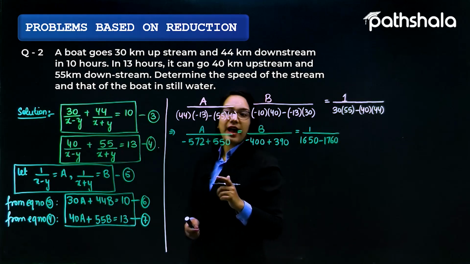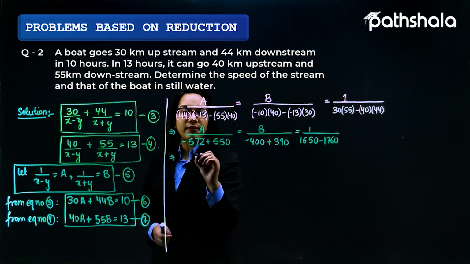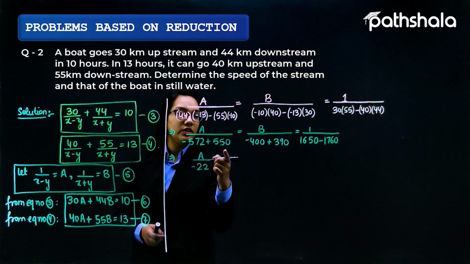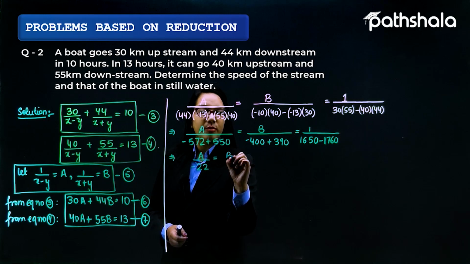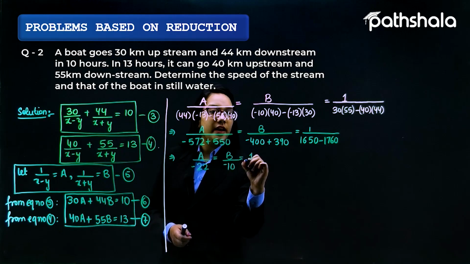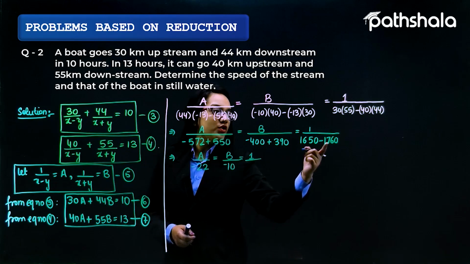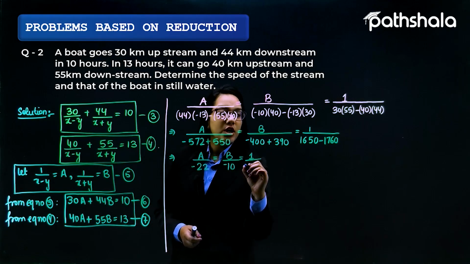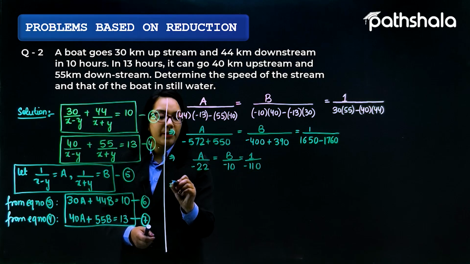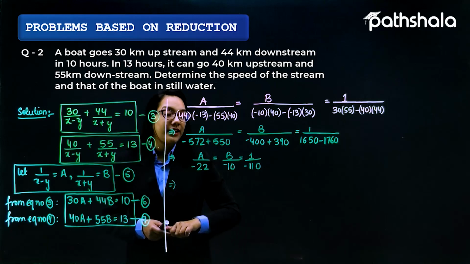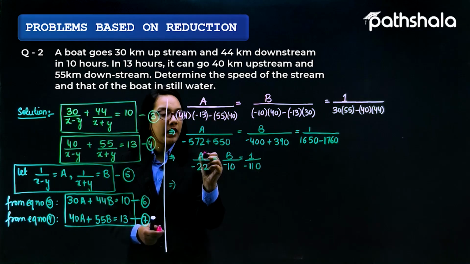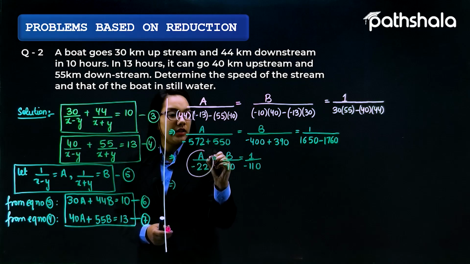So first of all, we have capital A divided by minus 22 after solving this, which is equal to capital B divided by minus 10, and 1 divided by minus 110. Now let's find out the values of capital A and capital B by taking capital A and the third, that is 1 by minus 110, equation.